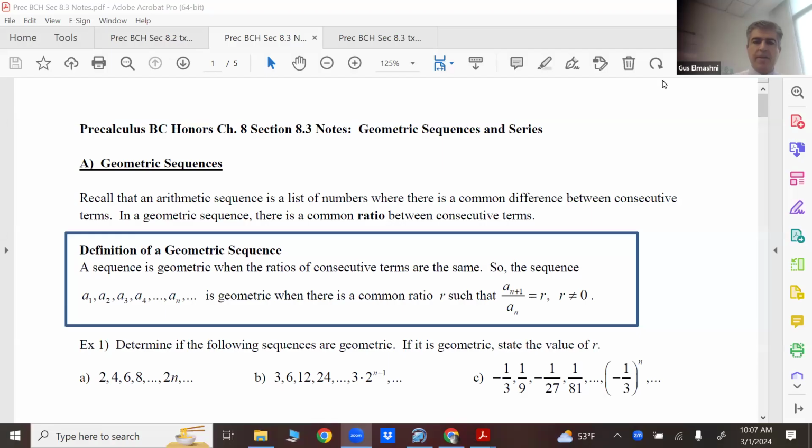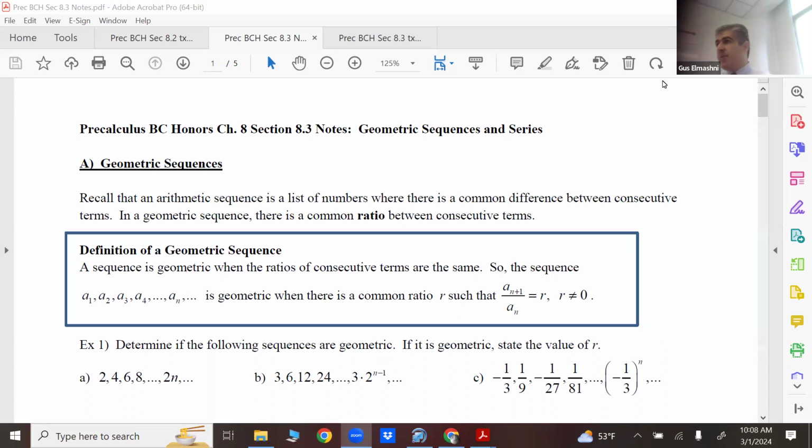Okay, so geometric sequences and series. A geometric sequence is simply a pattern where you multiply by the same number over and over again. So consecutive terms have a common ratio, whereas in arithmetic sequences, the consecutive terms had a common difference.